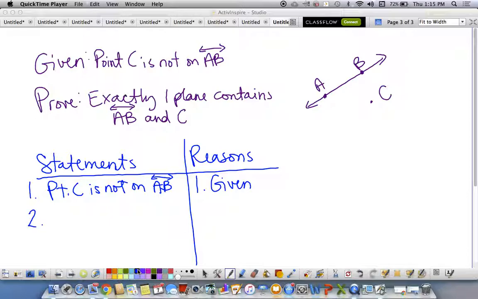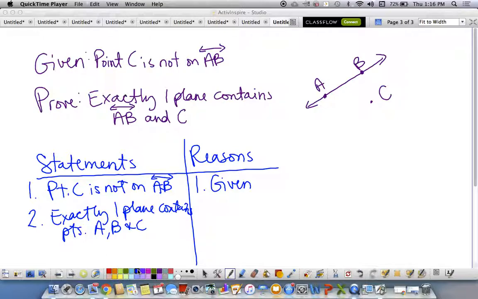Now, in this example, they were very nice and they gave you the statements. They didn't make you think too much. And they say exactly one plane. Exactly one plane contains points A, B, and C. And in this one, they only want you to come up with a reason. Okay?